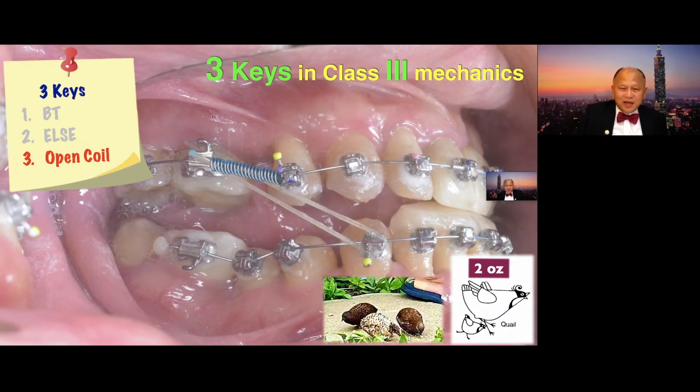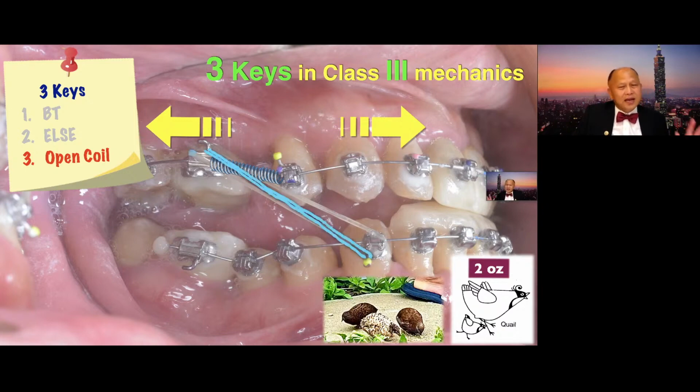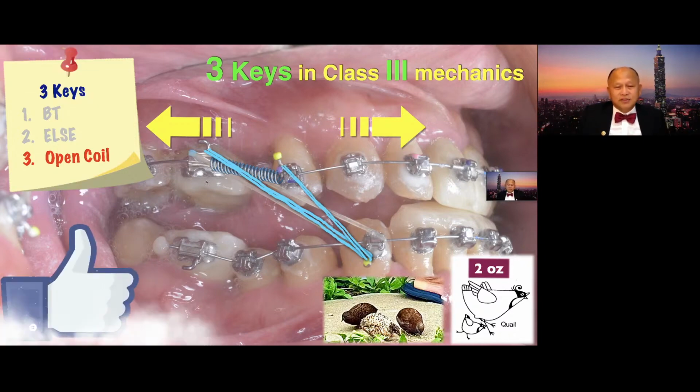And on the other side, we use open coils to create the space to push the front teeth forward. And in this situation, because we don't need the upright molar, you can hook out the elastic here or here too. They both are okay.